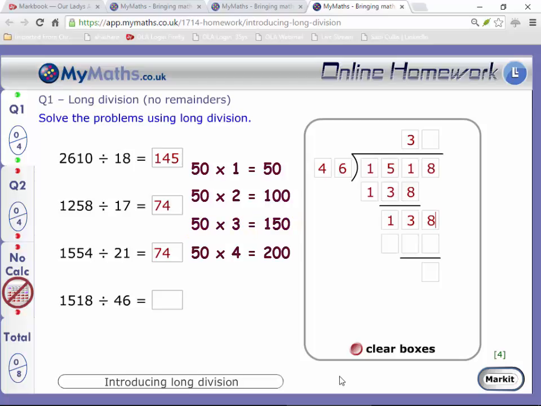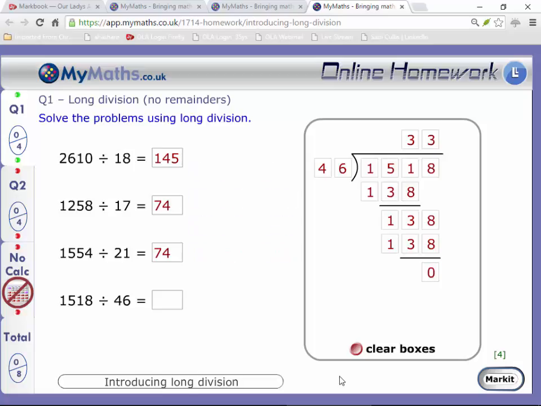3 lots of 6 would give me 18. 8, think of the 8, and there's an 8 there, so I think we might have that. The good clue though is I've already got 138 there from my previous calculation, so I think 138 is the answer yet again. Always look back at what you did previously. 138 off 138 will give me 0. So the answer is 33.